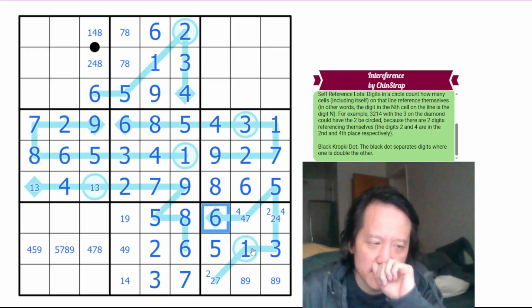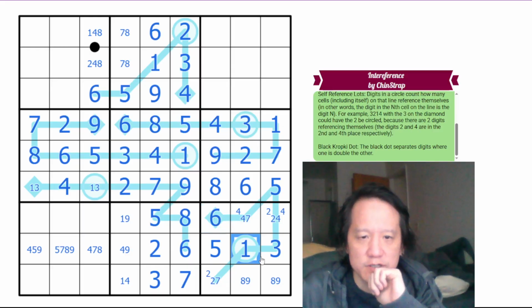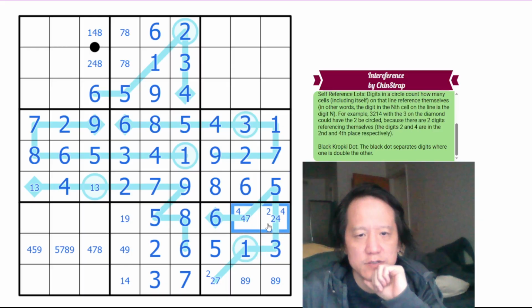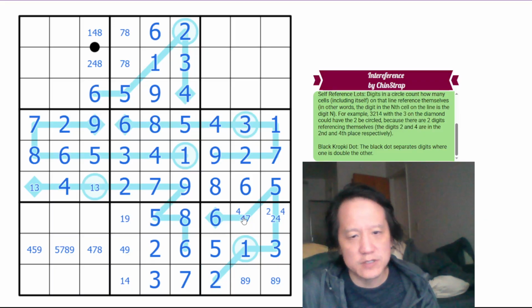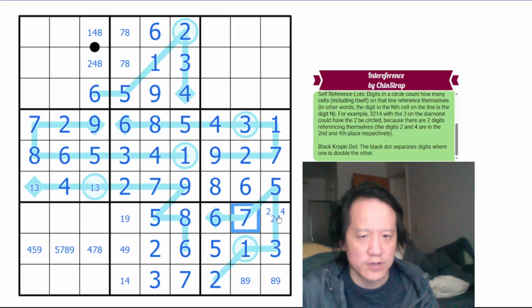6 says that 1 has to be in the 6th spot, which it is. 5 says 3 has to be in the 5th spot, which it is. Okay. Remaining digits, this 7 eliminates 7 here, so this is 2. So that's saying 7 has to be in the 2nd spot, so this is 7. That means 4 is the self-referencing digit.